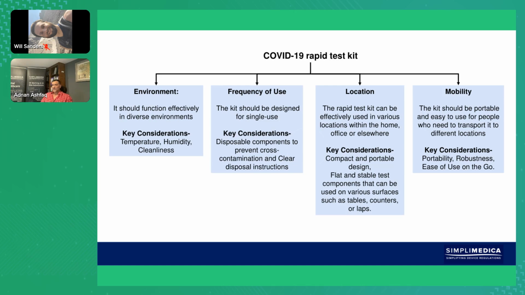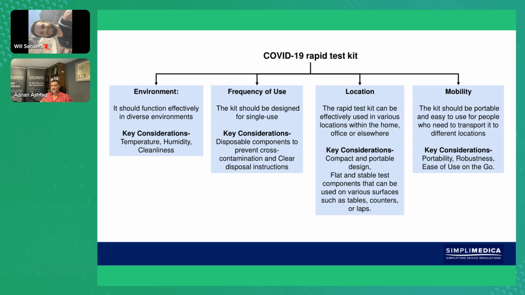Okay, so looking at some of the examples for the rapid test kit, the environment: it should function effectively in diverse environments. So temperature, humidity, cleanliness, these are possible key considerations. I don't want to rummage through my drawers to find a COVID-19 test kit, but I think it possibly mentioned something about room temperature or humidity, and the cleanliness that the test should be taken in. When you open up the swab and use it as a nasal swab and take the sample and follow the instructions for use, the environment is a key thing.